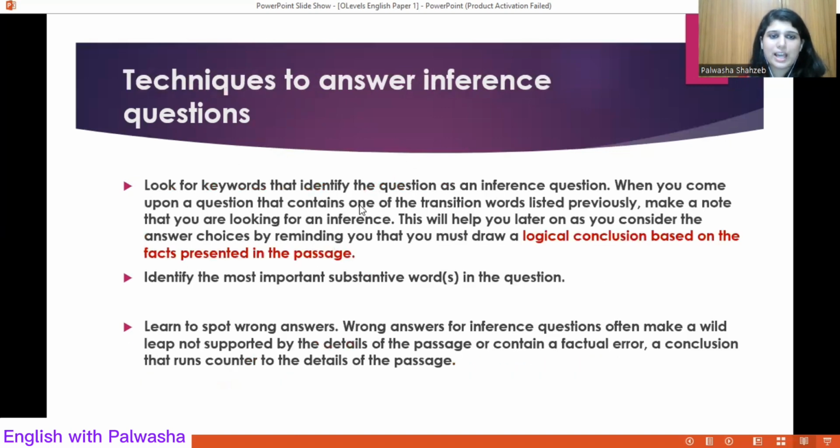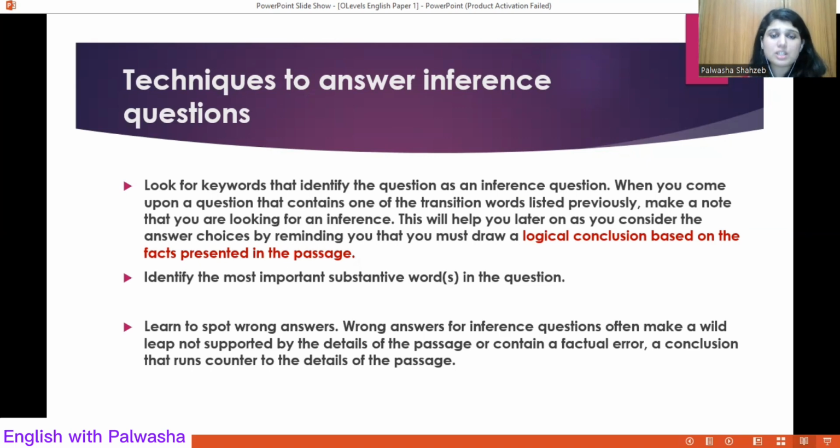Look for keywords that identify the question as an inference question. When you come upon a question that contains one of the transition words listed previously, make a note that you are looking for an inference. This will help you later on as you consider the answer choices by reminding you that you must draw a logical conclusion based on the facts presented in the passage.